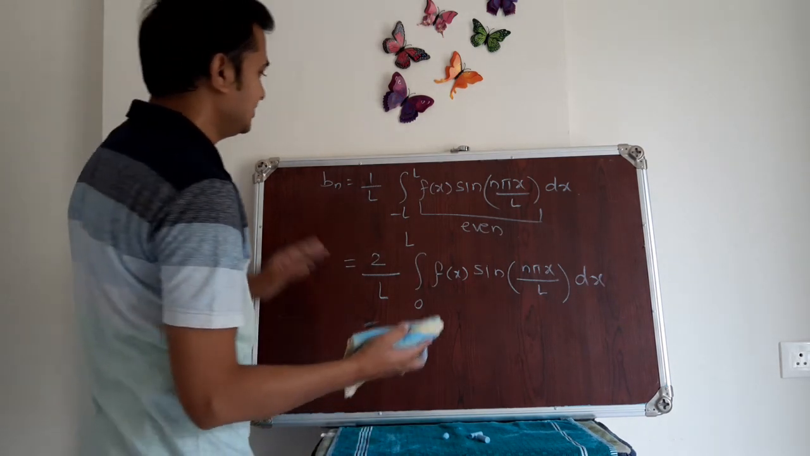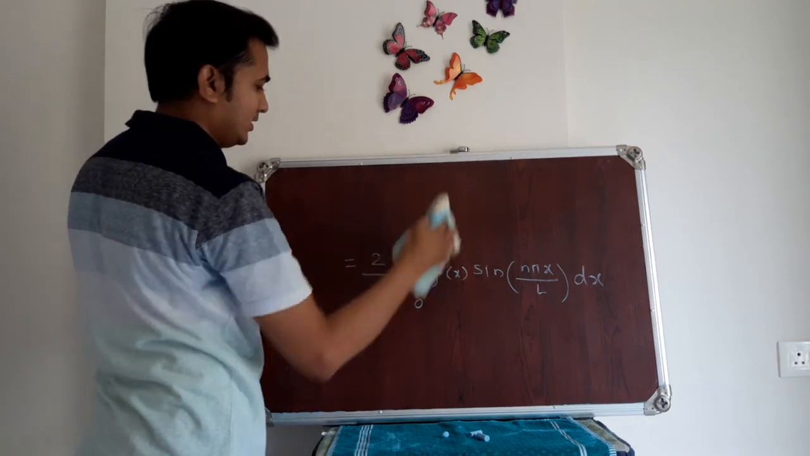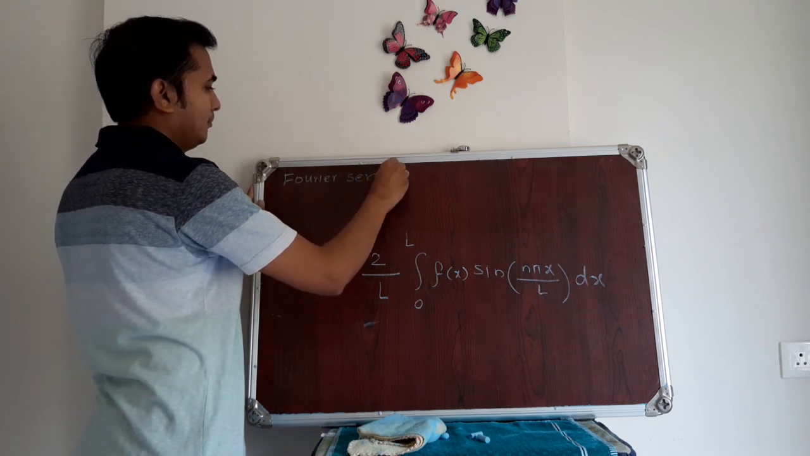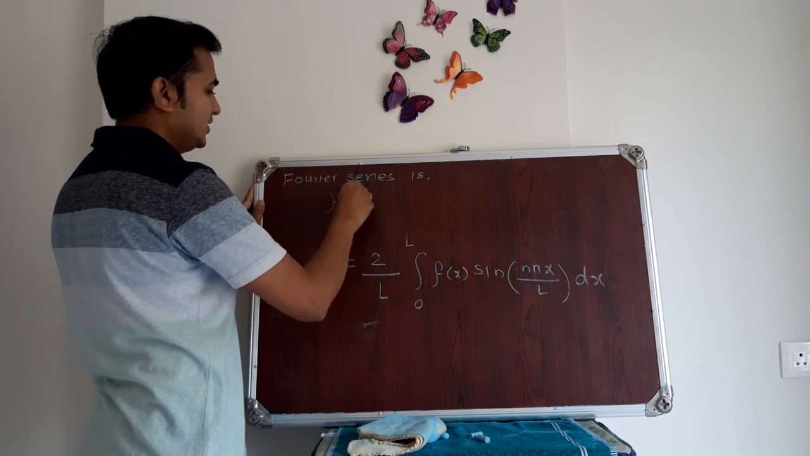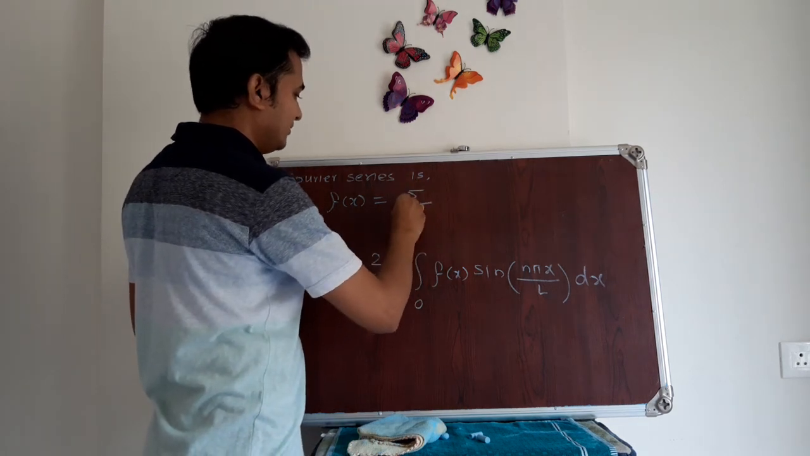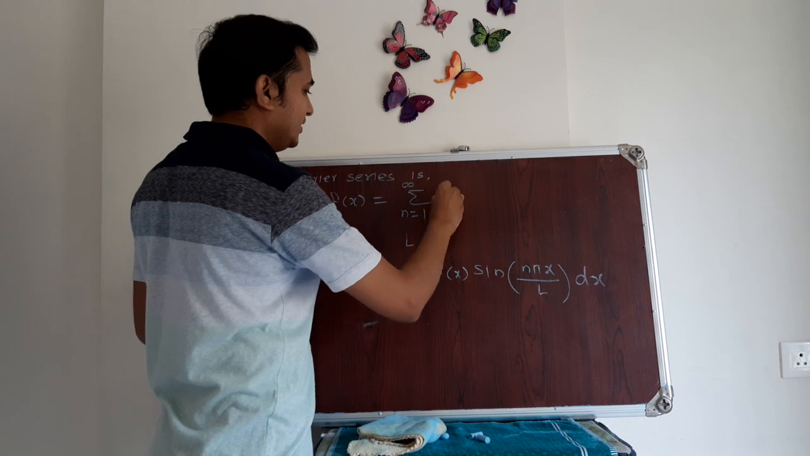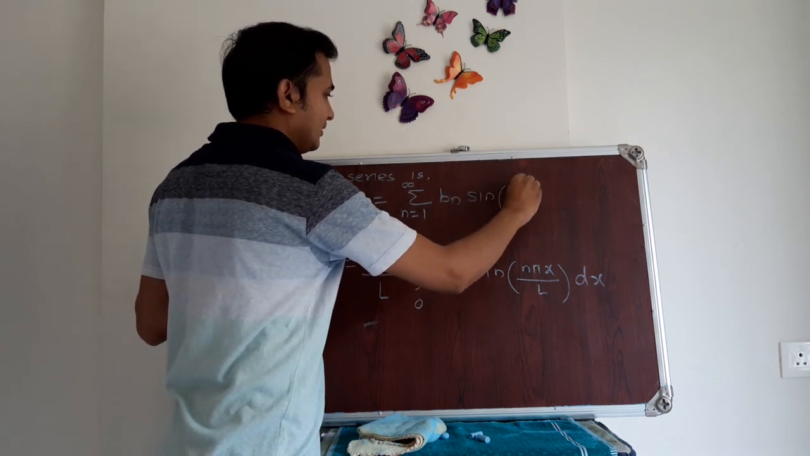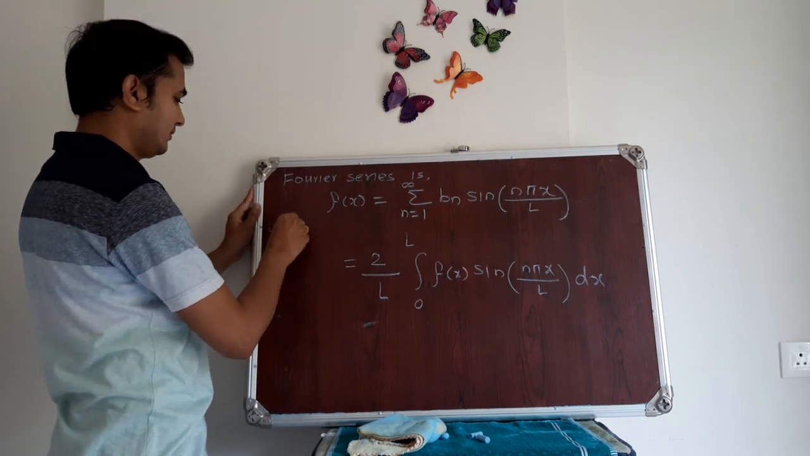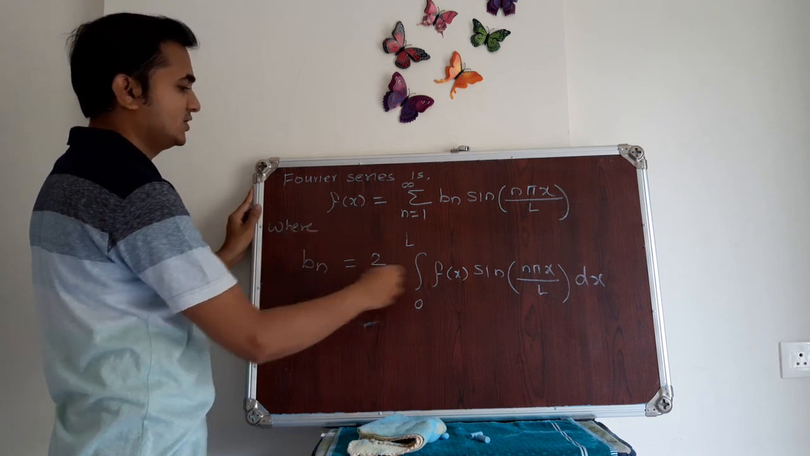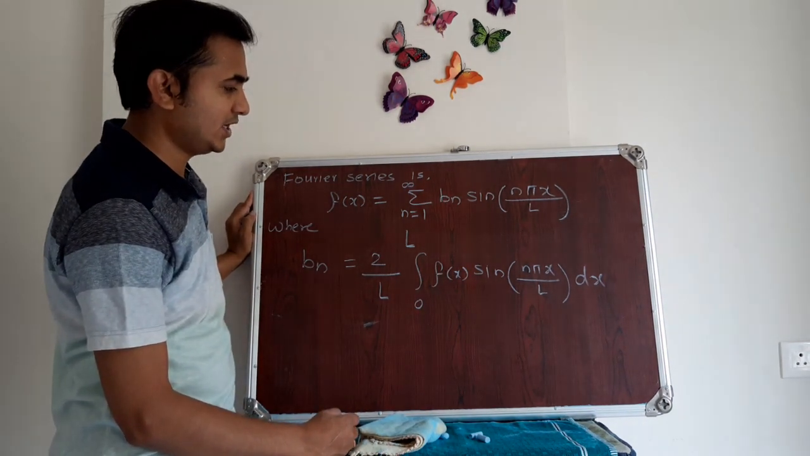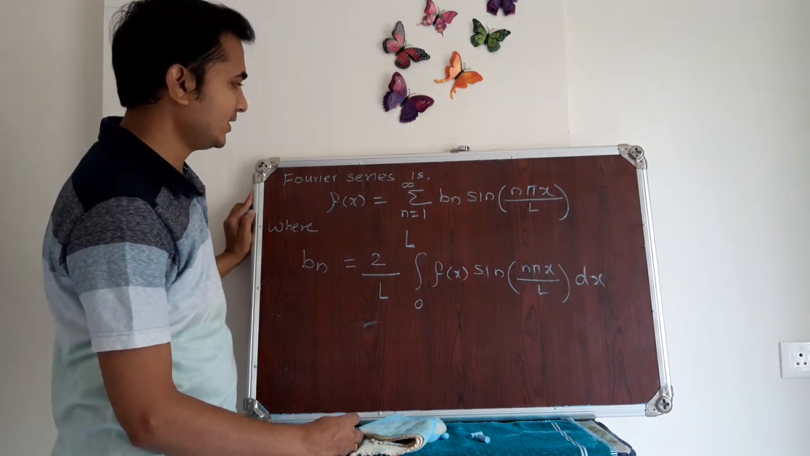And the Fourier series is f of x is equal to, since a naught is 0 and an is 0, only this term will survive: summation n equal to 1 to infinity bn sin n pi x upon L, where bn is 2 by L integral 0 to L f of x sin n pi x upon L dx.